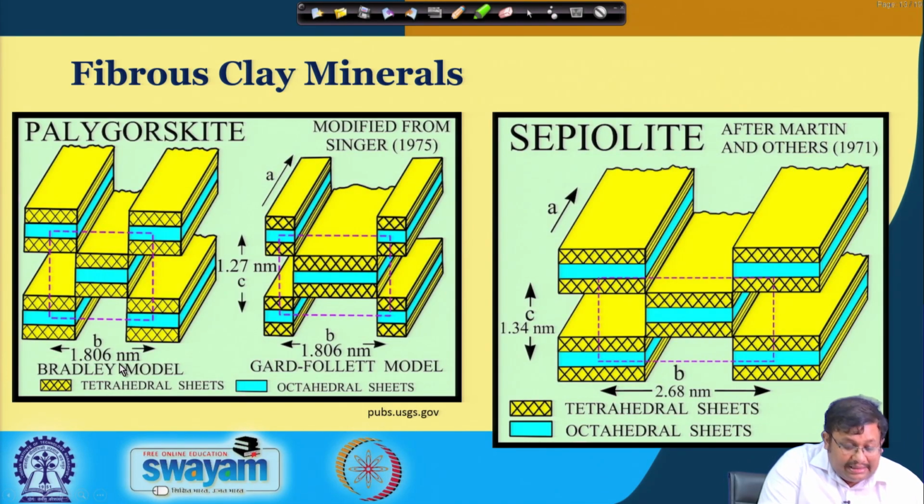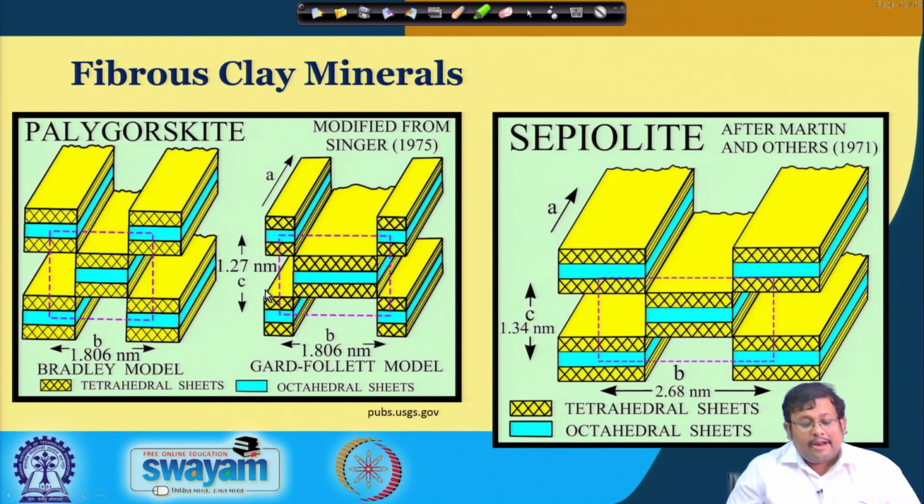Now, depending upon their distance, they are of different variants. For example, you can see here the B axis spacing is 1.806 nanometer. However, according to the Garvey-Fortlet model, it is also 1.806 nanometer. However, the C axis spacing is 1.27 nanometer. This is another clay mineral called sepiolite. You can see here the distance is 2.68 nanometer, where the C axis spacing is 1.34 nanometer. So, this is how this fibrous mineral is composed.